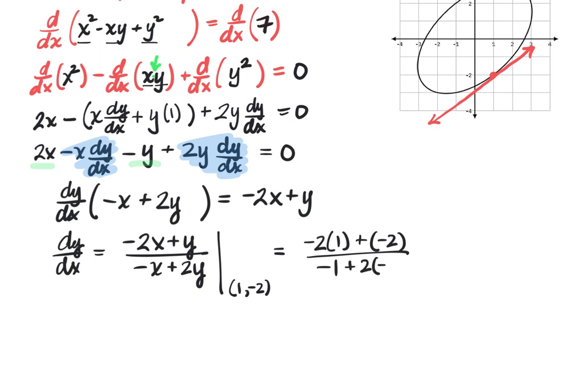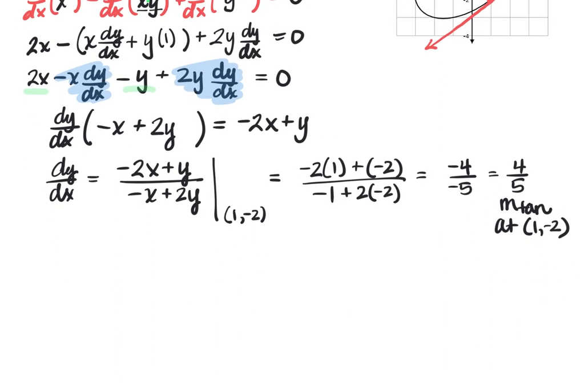So we'll do our substitution. And then we will also simplify. So we'll have -4 divided by -5, which will get us 4/5. So remember, that's going to be the slope of the tangent line specifically at the point 1, -2. So the majority of our work is done.